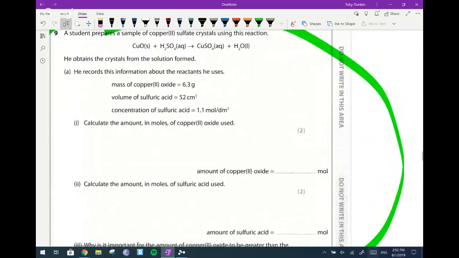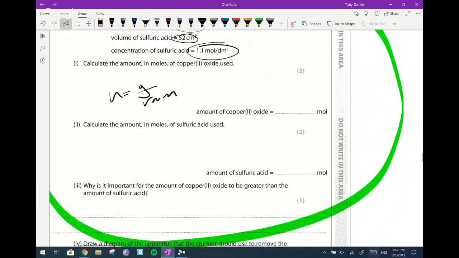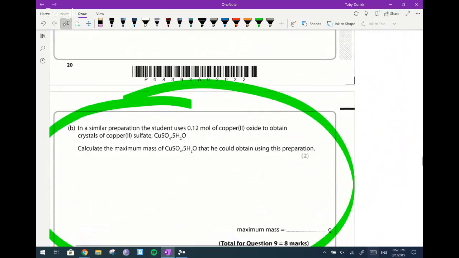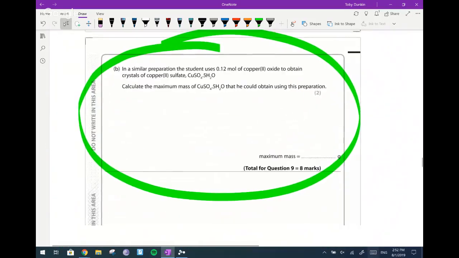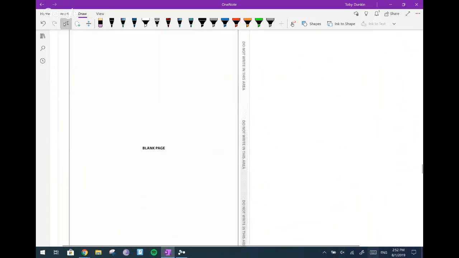Next, again, into moles calculations, but this time we've got grams appearing again, and then concentration and volume. Amount of copper oxide, there's grams over Mr. Moles of sulfuric acid, there's moles equals C times V over 1,000. Why is it over 1,000? Because the volume is in centimeters cubed. So it's nice to see both moles equations appearing, and then there's my water of crystallization. So you can see they're giving you an awful lot.